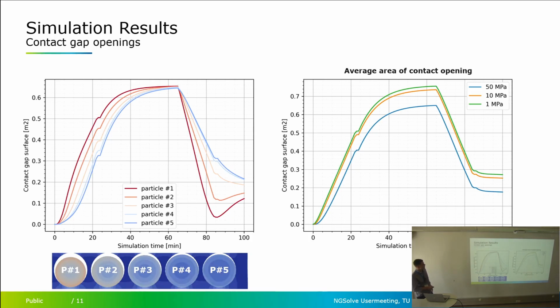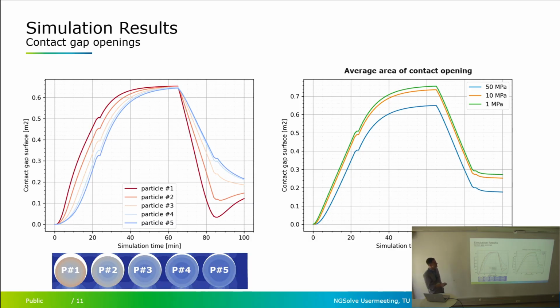Here we show contact gap surface over simulation time for each of the 5 particles. So we see contact gap opening for the charge of the cell, and then again closing for the discharge of the cell. We do not go back to 0. This is another problem of fast charging of the cells. With full power, you cannot fully charge the cell back again.